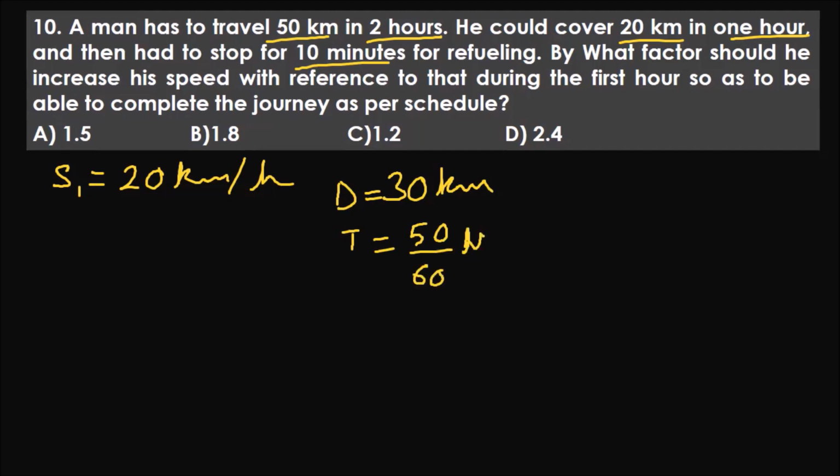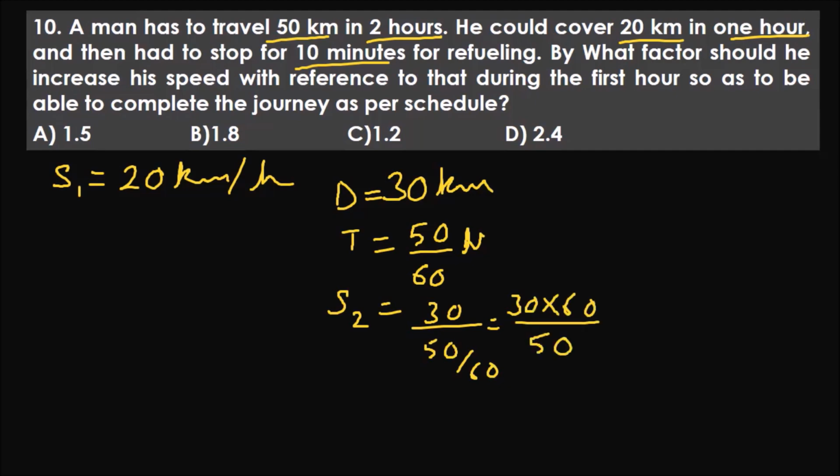So what is the speed? Very simple. Speed part 2 is distance divided by time. That is 30 divided by 50 by 60. That is equal to 30 into 60 divided by 50. So 0 and 0 gone. 5, 6 are 30. This is equal to 36 kilometer per hour. So the first speed is 20 kilometer per hour. Second speed is 36 kilometer per hour.